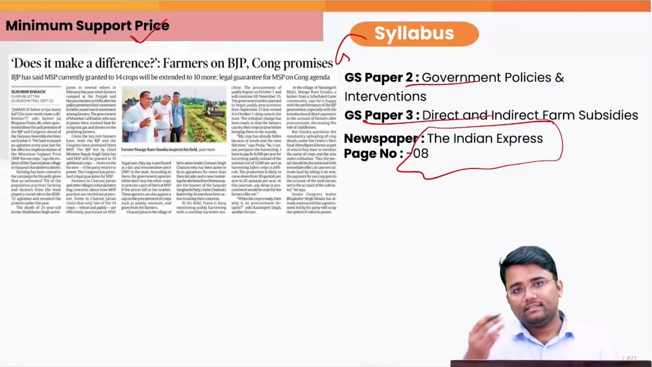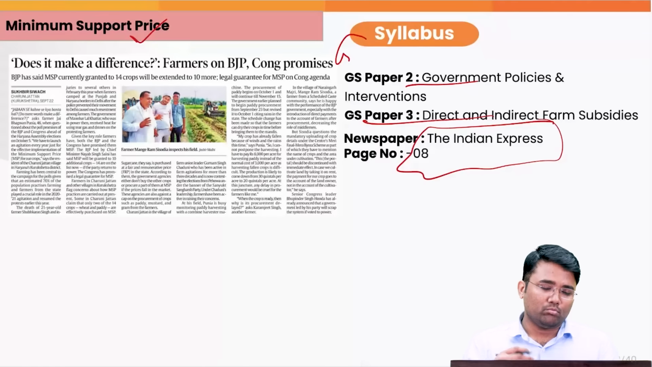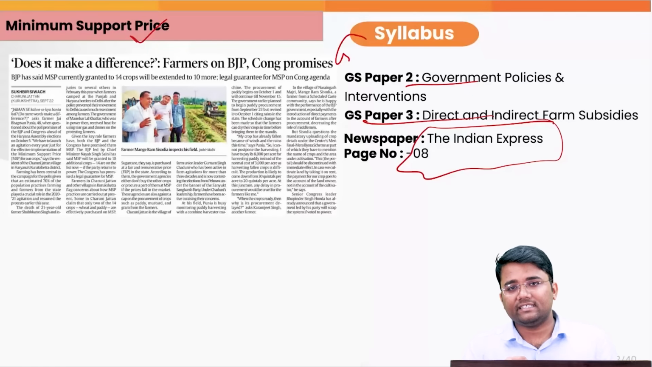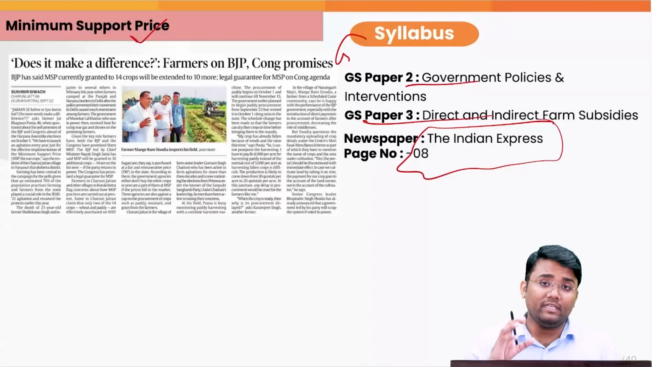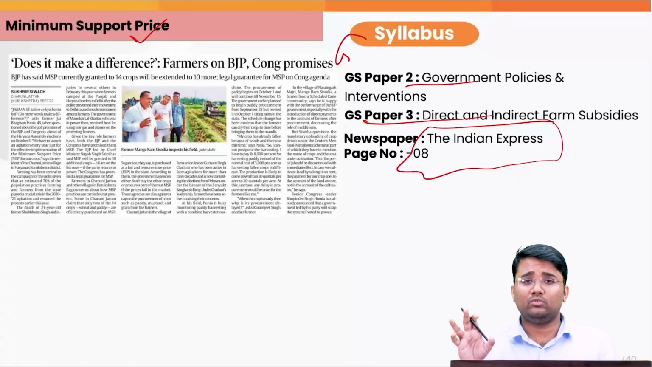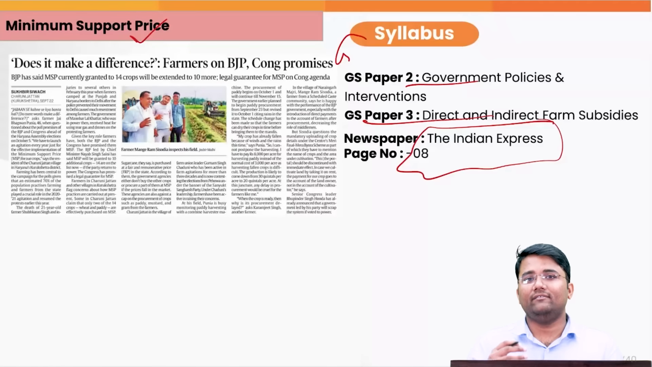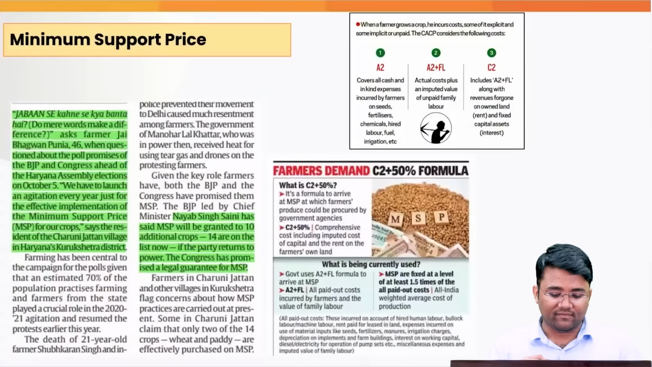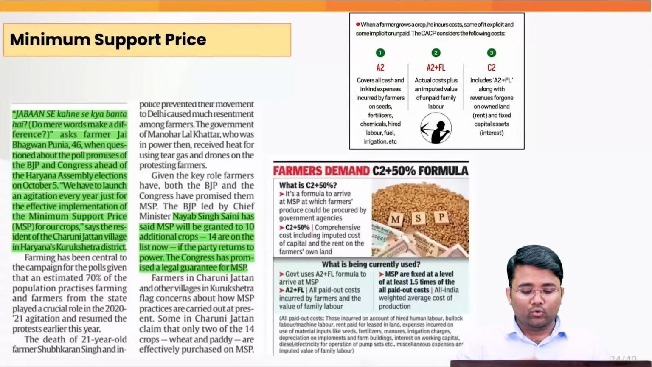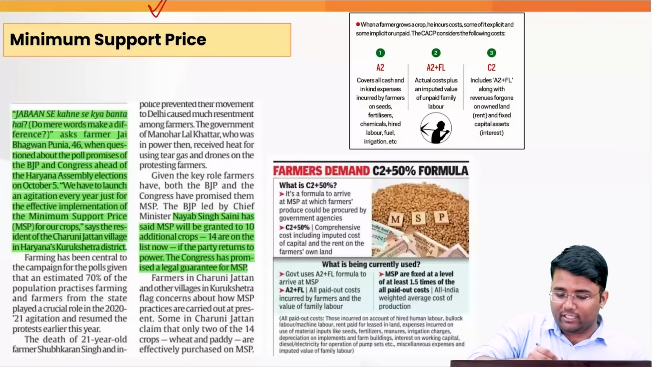Because the elections are happening in Haryana, and the parties contesting these elections are promising various things related to the MSP. One party has promised a legal guarantee for MSP, whereas another party is saying that they will increase the crops on which MSP is being provided. They will make it much more comprehensive. So let's first look into what minimum support price is actually all about.